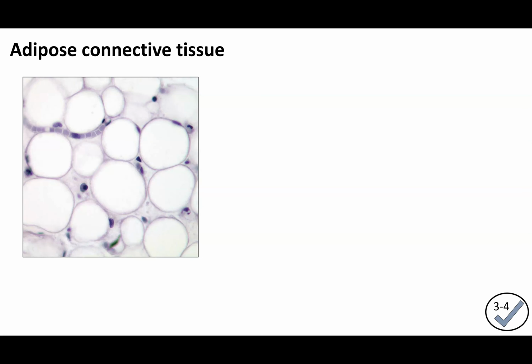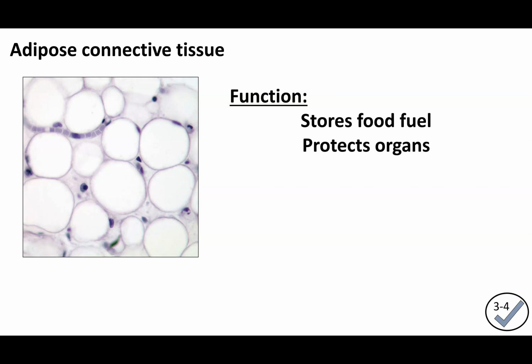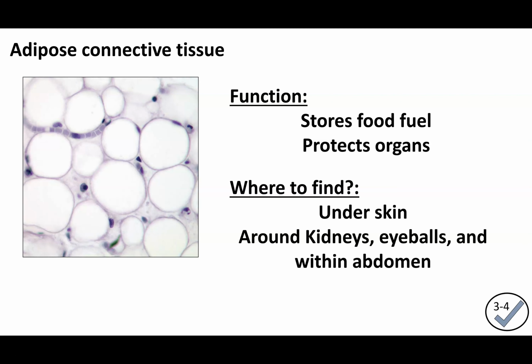Now we have adipose connective tissue. Adipose means fat, so this is fat tissue. Of course, in class, we're going to call it adipose connective tissue. And so the function is to store food fuels and protect organs. And then where can you find it?